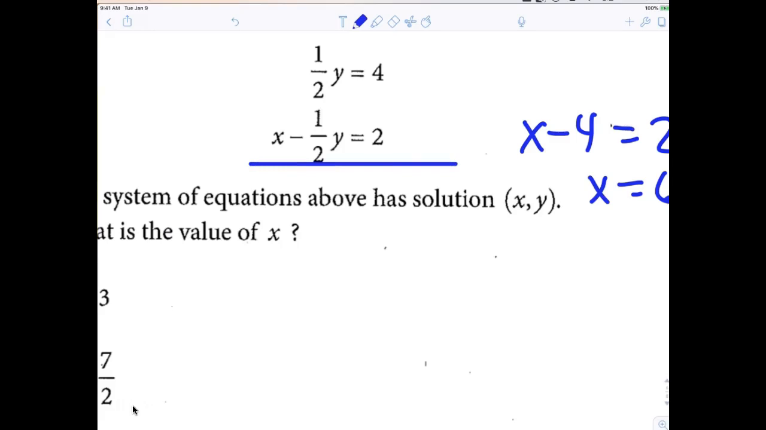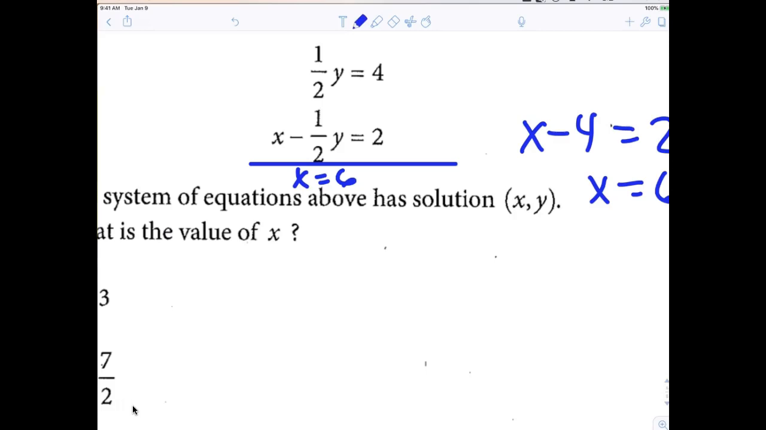Now watch how even easier. You can just add them straight down. What's 1/2 y and negative 1/2 y? They cancel. So x equals 6 and we're done. Look how nice that is. Can you get 6 doing it 100 different ways? The answer is yes. You can. I don't care how you get the right answer. I'm trying to show you an alternative way of thinking about the numbers.